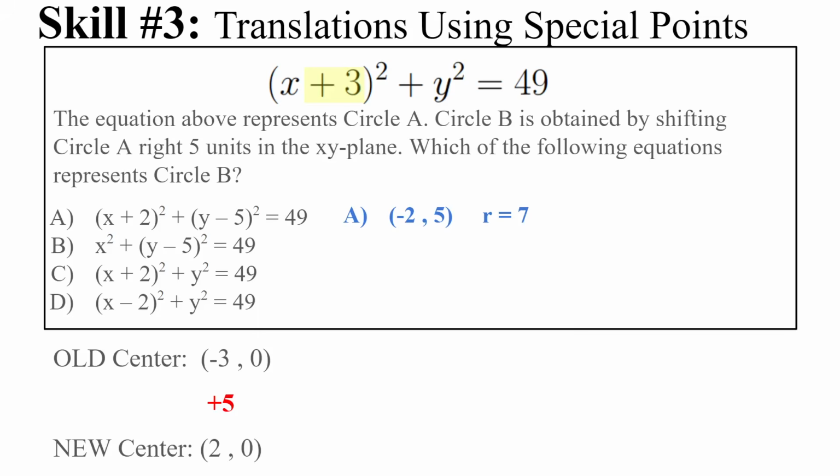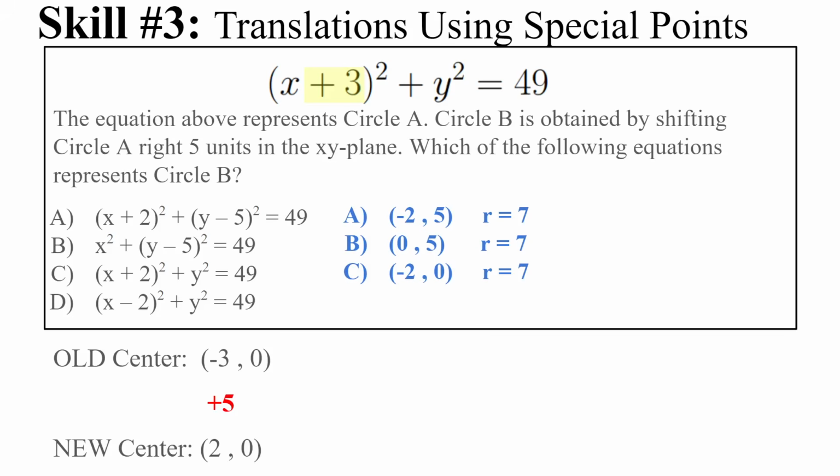I think the second one is 0, and then -5 changed the sign, +5. So it should be 0, +5. Also not right. Let's look at the next one. That would be -2, 0 if you change that sign, which is not what we want. So let's look at D.